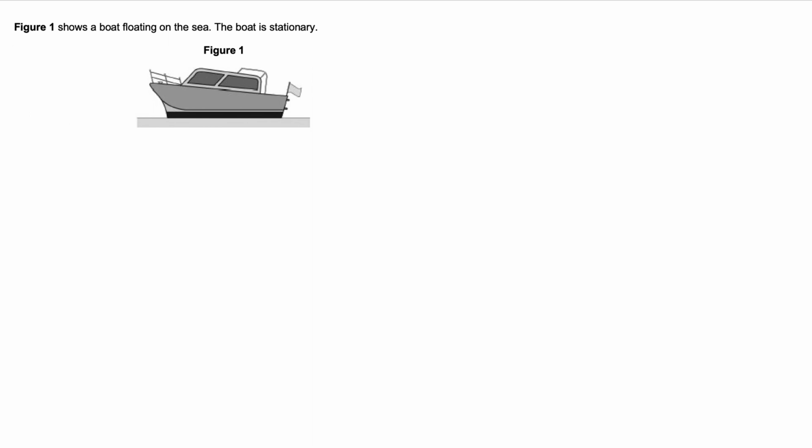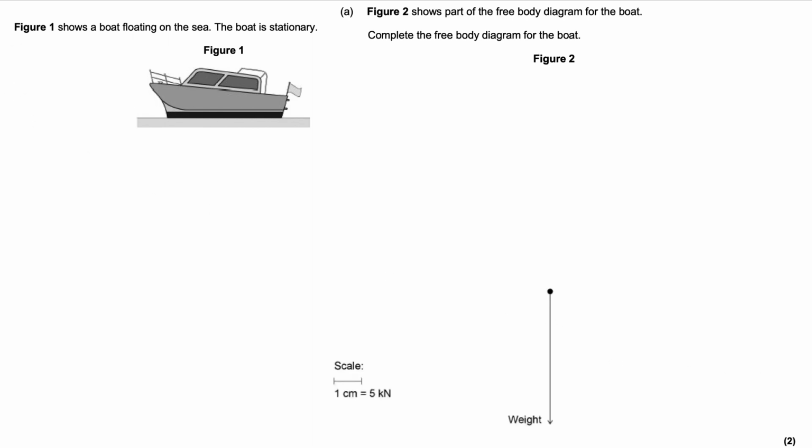A question about free body force diagrams, which are pretty tricky really, so we'll go through it slowly. Figure 1 shows a boat floating on the sea. The boat is stationary. Stationary is one of our motion words, and we're always looking to explain motion or movement in terms of the forces acting. Part A of the question shows us a free body diagram for the boat. Complete the free body diagram.